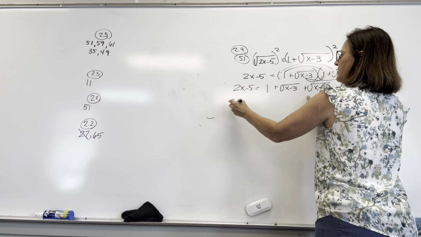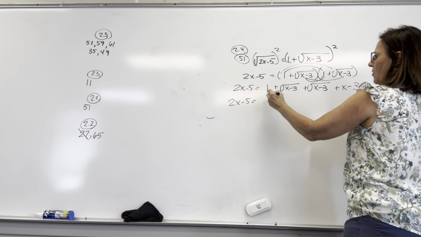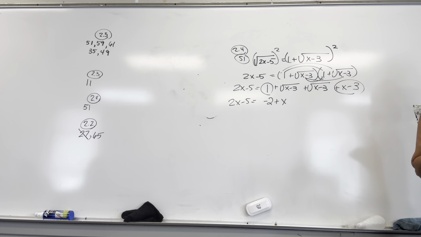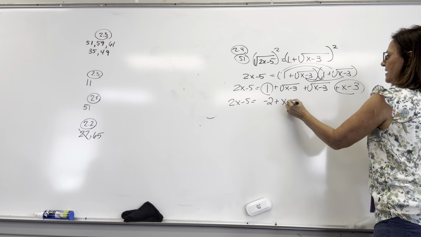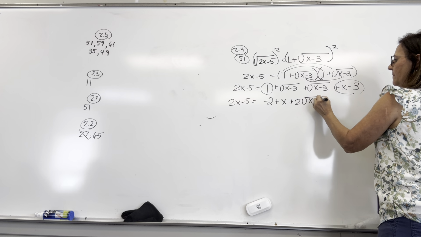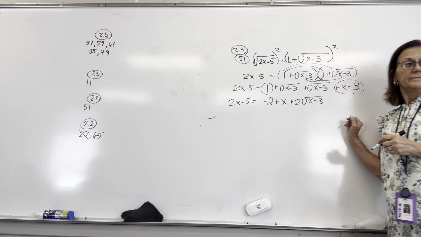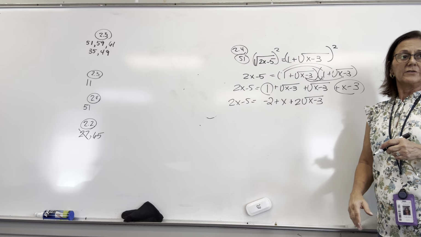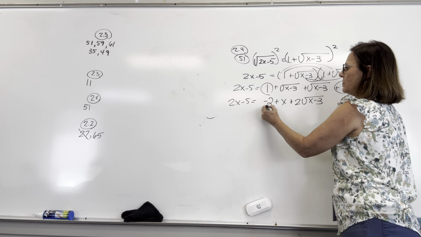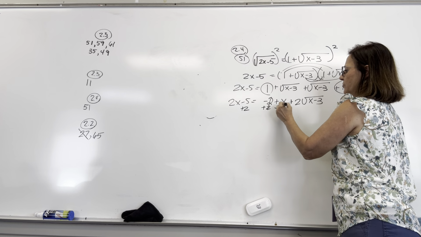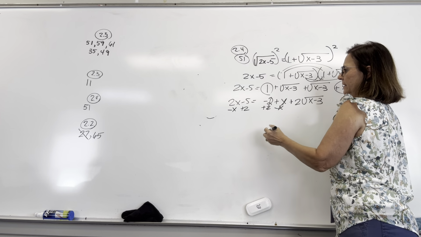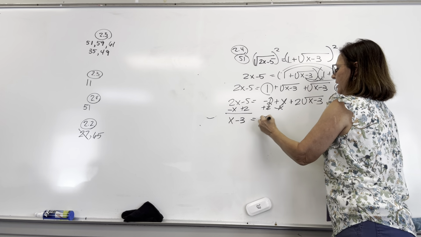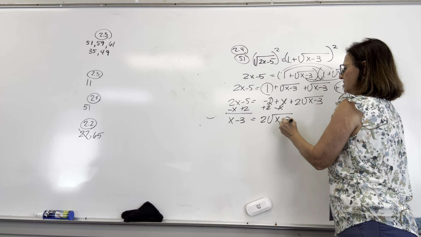So I end up with 2x minus 5 equals negative 2 plus x. So I combined everything that wasn't under a radical. And then I have 2 of these, plus 2 square root of x minus 3. I have 2 like radicals. I'm going to move everything except the radical to the other side. So I'm going to add 2, and I'll subtract x. And I'm left with x minus 3, isn't that strange, equals 2 square root of x minus 3.